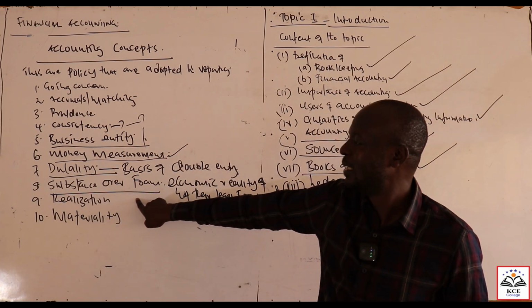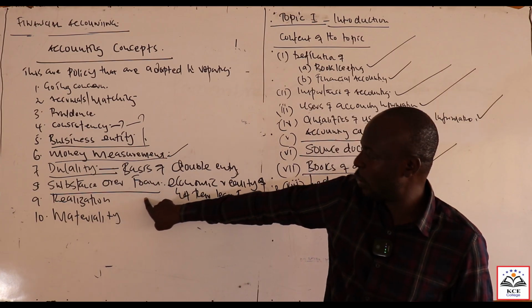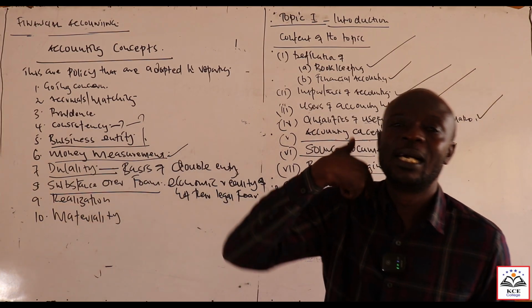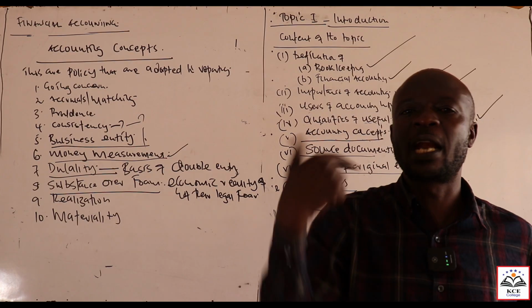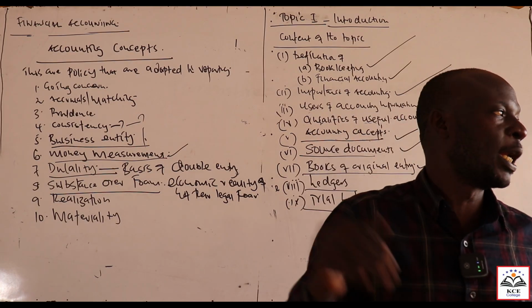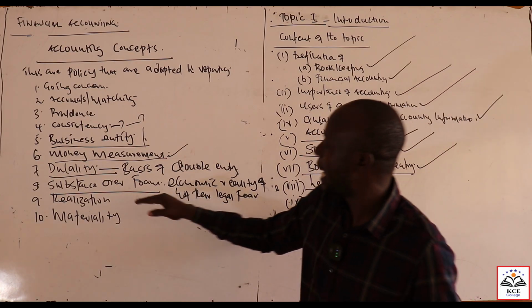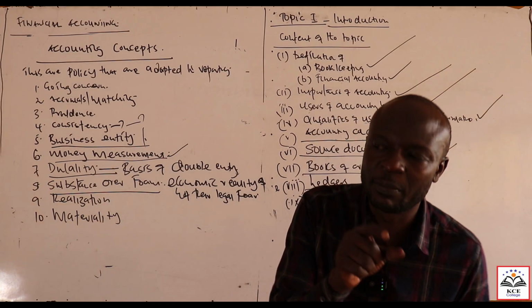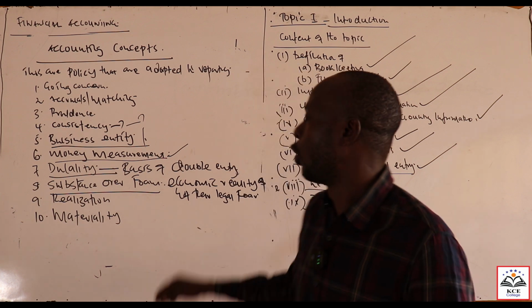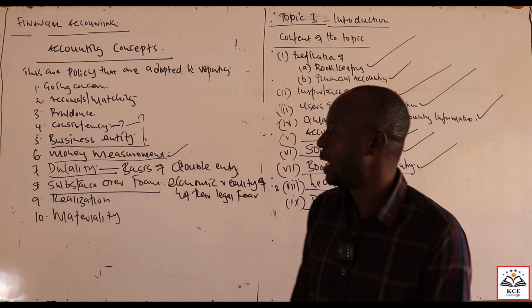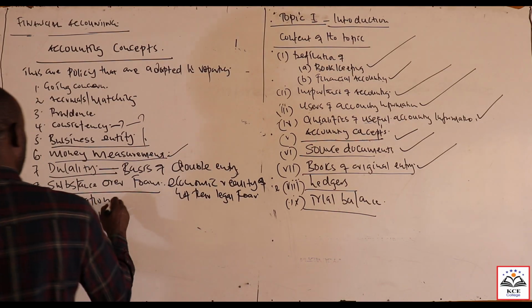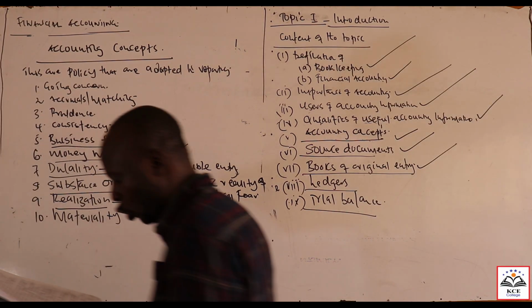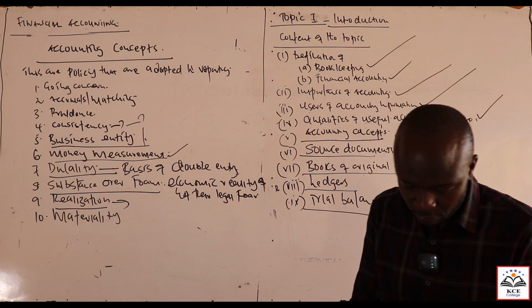So when it comes to recording, we're going to record it as an asset based on the current economic reality. So we record items in a financial statement based on their economic reality. That is what is meant by substance over form. Then we have another concept, we call it realization.